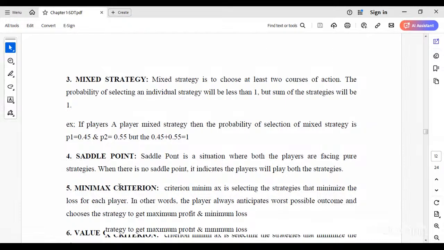Then saddle point is a situation where both the players are facing pure strategies. When there is no saddle point, it indicates the player will play both the strategies.